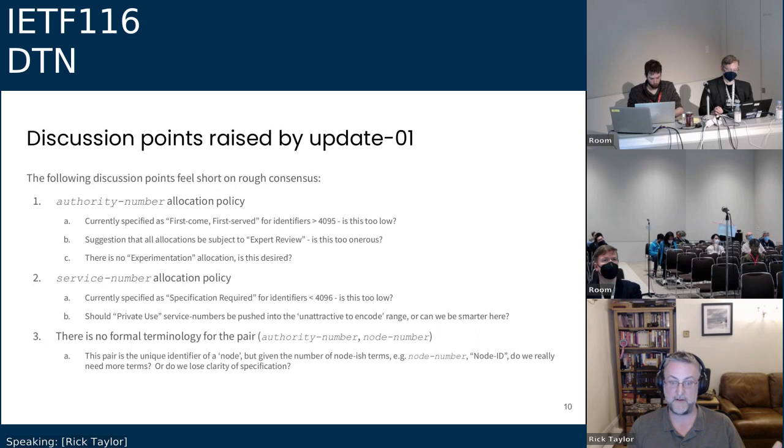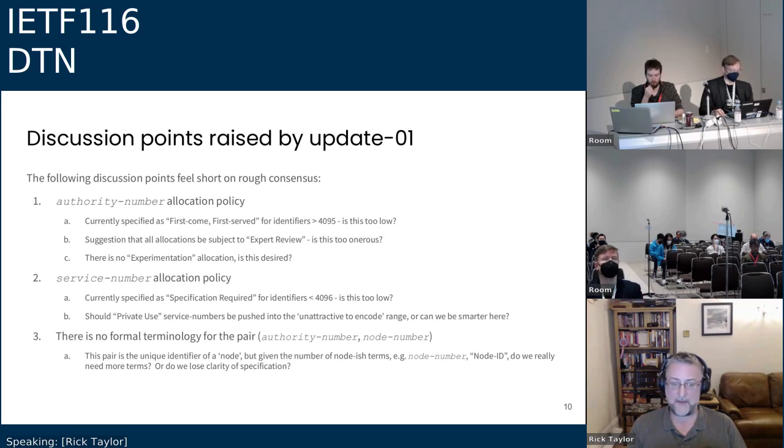Perhaps we could be greedier and say, do you know what, the good numbers down at the bottom end, because they have concise CBOR encoding, more of those should require specification? Could we do something where the 1-byte encodings are 50% specification, 50% free for all, and 2 bytes likewise? Should the private use service numbers be pushed up into what I call the unattractive to encode range? You must use 8 octets to record your number. Or is that penalizing people who don't want to publish the funky protocols they're using in-house for something that isn't of relevance outside of their internal processes?